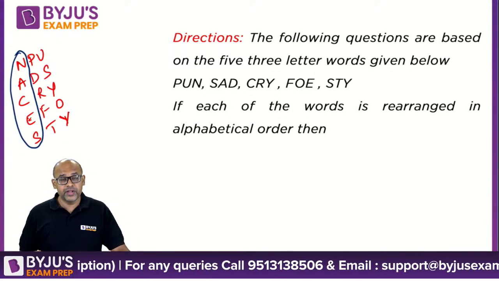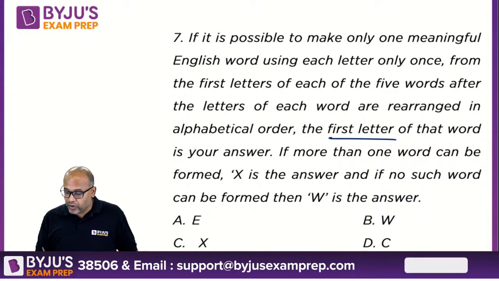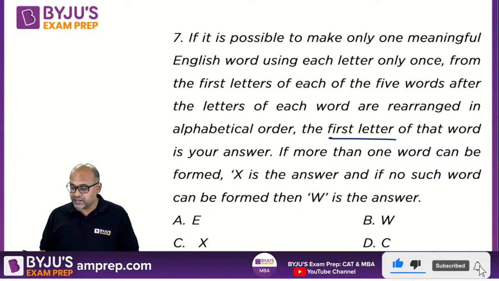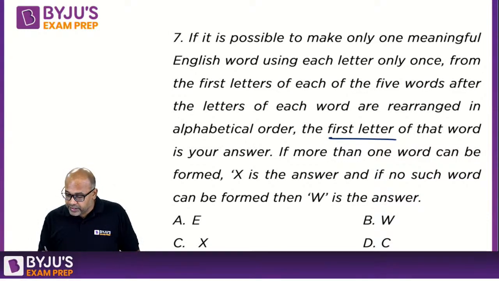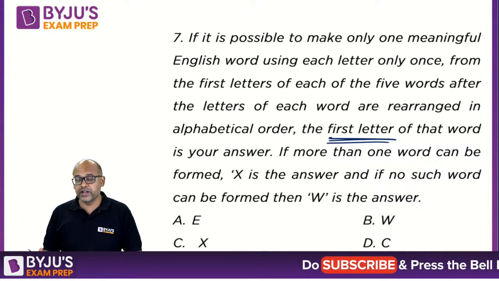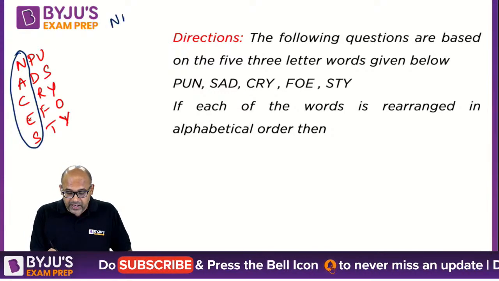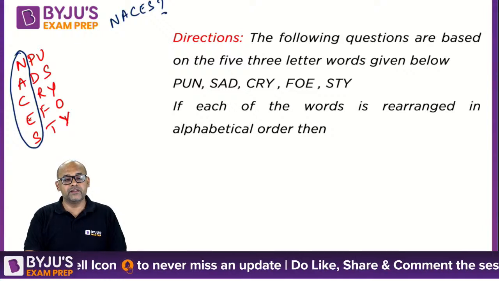Okay. Now, what are they saying? After picking this up, if more than one word can be formed, then X is the answer. And if no such word can be formed, then W is the answer. Otherwise, if you can rearrange them, the first letter of the word is your answer. Now, what could be a word using NACES? Anyone? Let me see the words first.